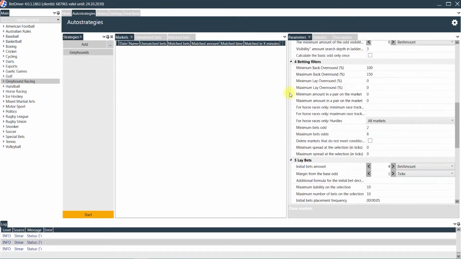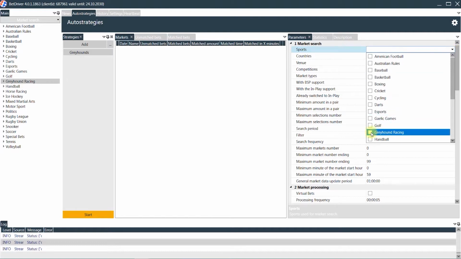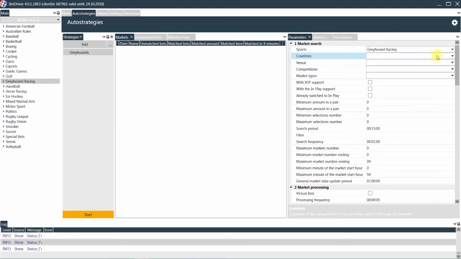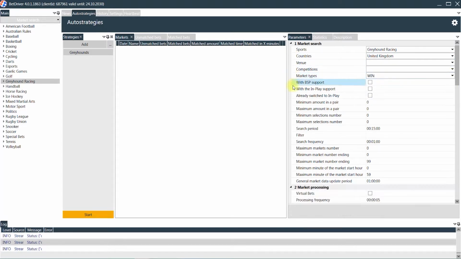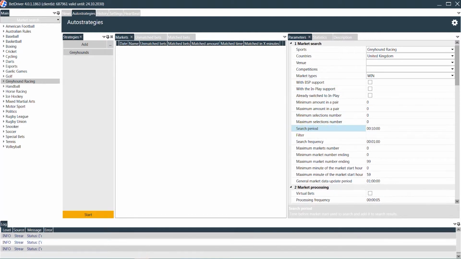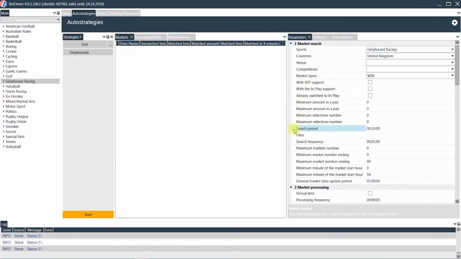Now that we understand the general principle of the basic AutoBookmaker strategy, we will try to implement a specific Greyhound racing strategy. We choose a sport, Greyhound racing. Countries are optional, but in this case there will be United Kingdom available only. Market types are a very important parameter. Let's choose win. We will search for markets in the next 10 minutes, because there is no point in entering the Greyhound racing markets earlier. They are empty. We will search for markets with a frequency of 1 minute.